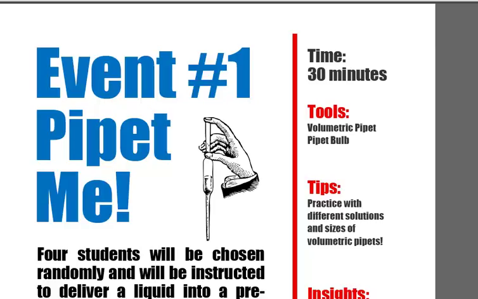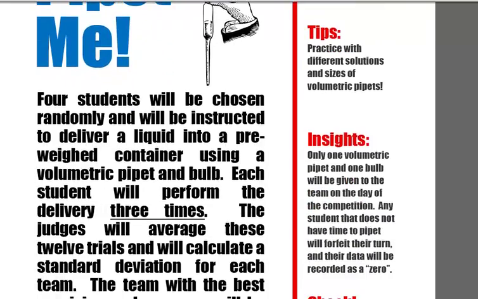So if I look at the directions for the Pipet Me, it says that we will randomly pick 4 students to go into a room, and they will be required to use a volumetric pipette to deliver a liquid. Now you will be given a pre-weighed vial, and you will dispense your liquid into that container, and you'll put a cap on it. That container will be numbered. We will put it into a box, and then that will be given to the laboratory for analysis.